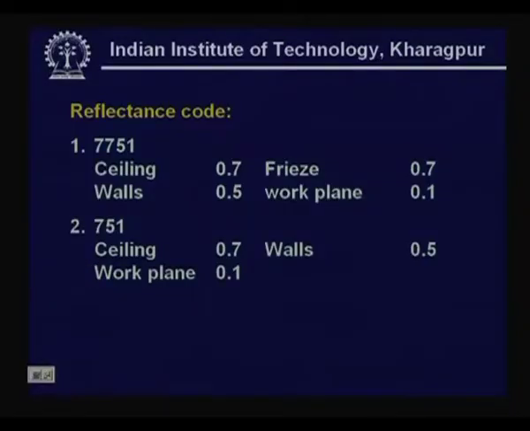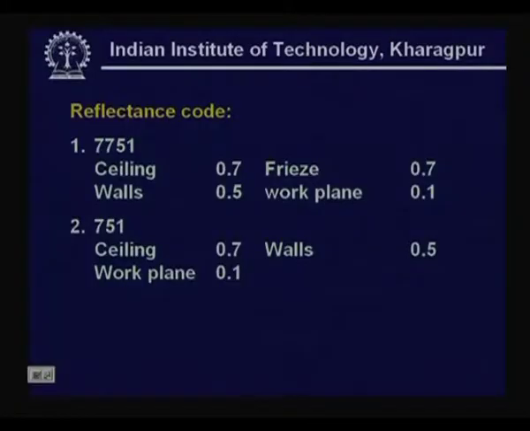In case the lamp is mounted or recessed in the ceiling, one cannot have a 4-digit reflectance. It is a 3-digit one. For instance, here we have 751, meaning ceiling has a reflectance of 0.7, walls have about 0.5, and the work plane around 0.1. Observe, the work plane should not reflect to that extent. In fact, ideally it should be 0. So, this is how the catalog talks about the codes.